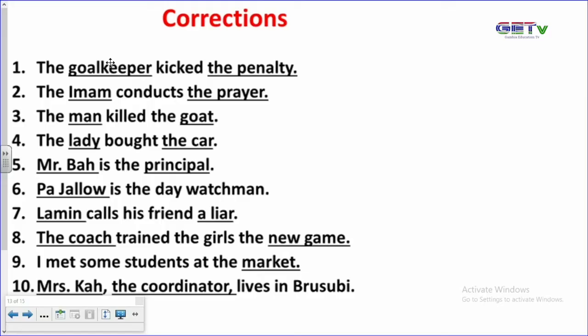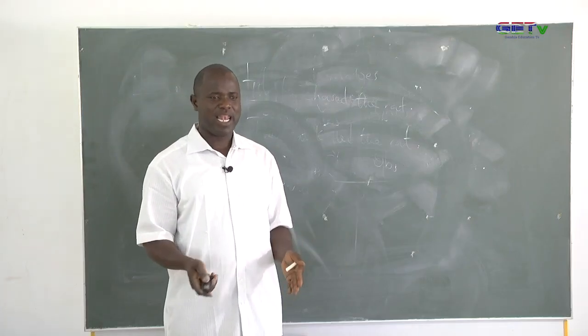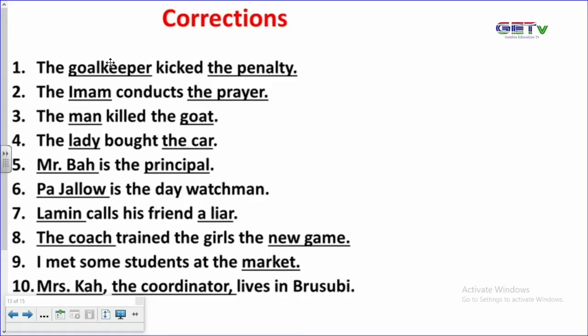Pajalo is the day watchman. So here we have 2 nouns, Pajalo and day watchman. Pajalo here is the subject. The day watchman becomes the complement. Lamin calls his friend a liar. So here Lamin becomes the subject and calls becomes the verb. His friends, of course, is an object. Okay, a liar, of course.